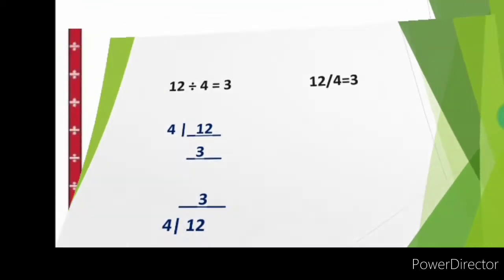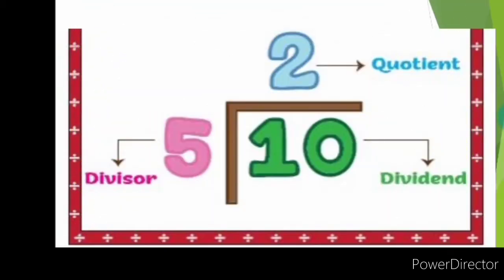Division has different special parts. We have the dividend, the divisor, and the quotient. And we said the dividend is the number you are dividing, the divisor is the number you are dividing by, and the quotient is the result of your division. The answer you get after dividing is always your quotient. Here, 10 is our dividend, 5 is the divisor, and 2 is the quotient.